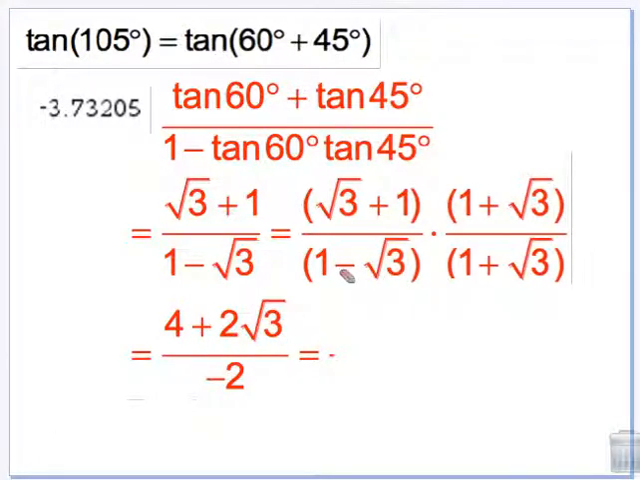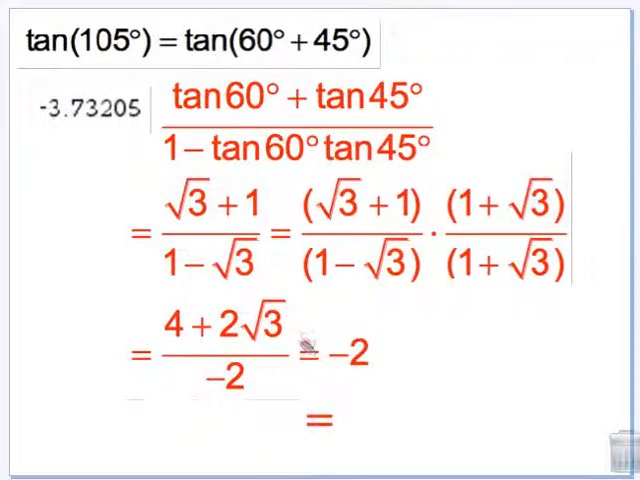When we FOIL this, 1 times 1 is 1. 1 times the square root of 3 is square root of 3. Negative square root of 3 times 1 is the negative square root of 3. So those two cancel out, and then negative square root of 3 times positive square root of 3 gives you -3. So we have 1 minus 3 gives us -2.